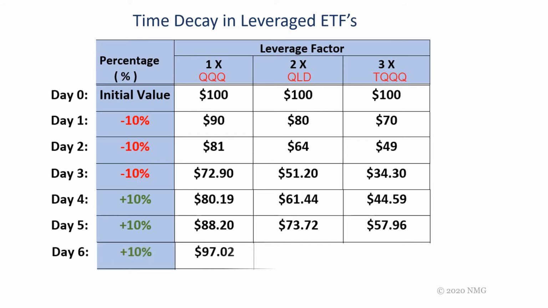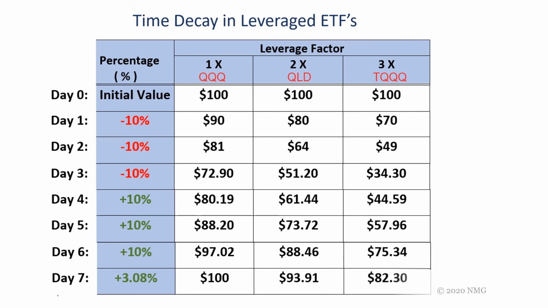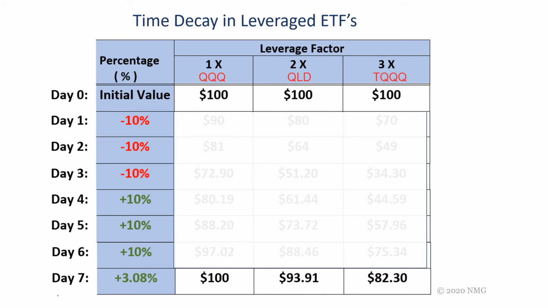On day 6, the market goes up again by 10%. The 1x would be $97.02, 2x would move up by 20% to $88.46, and 3x would move up by 30% to $75.34. Finally, on day 7, the market goes up by 3.08%. The 1x would be $100, 2x would move up by 6.16% to $93.91, and 3x would move up by 9.24% to $82.30.